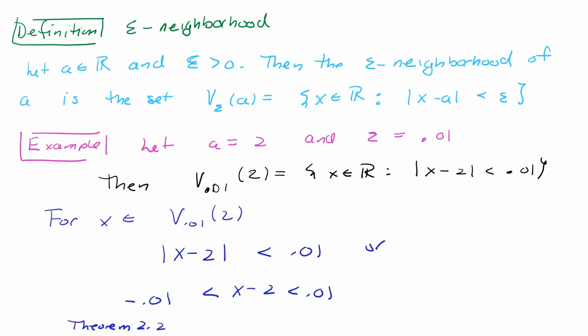Thinking about it further, for x to be a member of the set, that restriction has to be satisfied, which I can expand using theorem 2.2. And that breaks down to the x's between 1.99 and 2.01. For x to be in the set, x has to be between those two numbers.